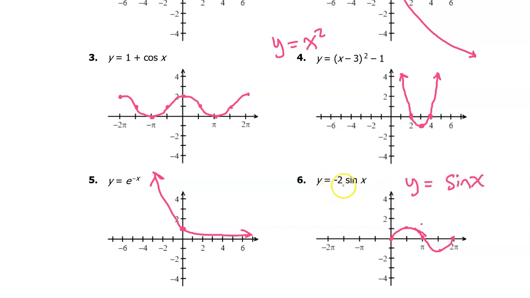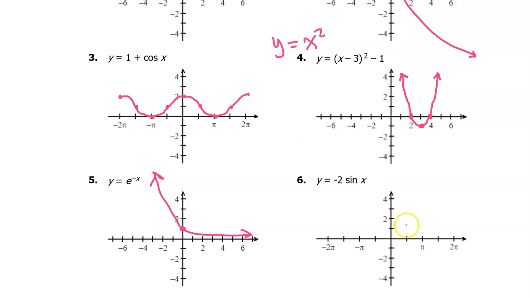So the transformations are, because of the 2, this has a vertical stretch of 2, and because of the negative sign, it's going to be reflected over the x-axis. So I'm going to redraw this so that it's taller and it's upside down.